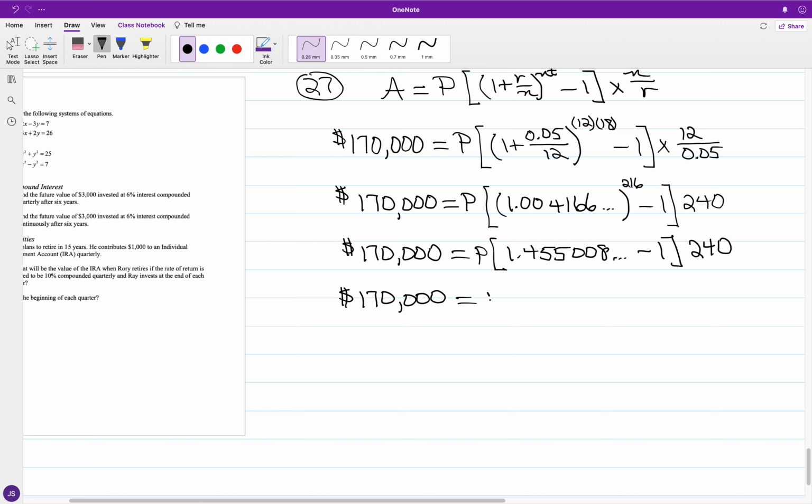Okay, so we got P. Now we have times. Let me back up. That should be a 2 point. There we go. So taking the difference, that's going to be 1.455008. And just let the decimal numbers carry out, and multiplying by 240.